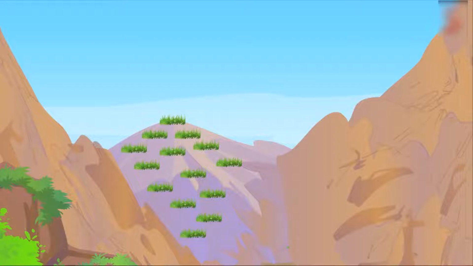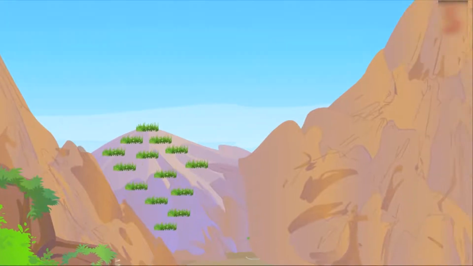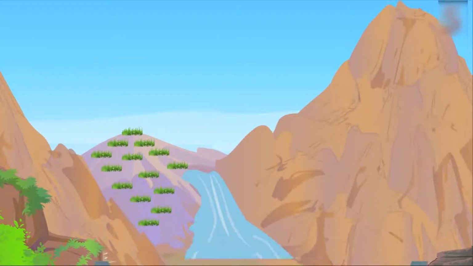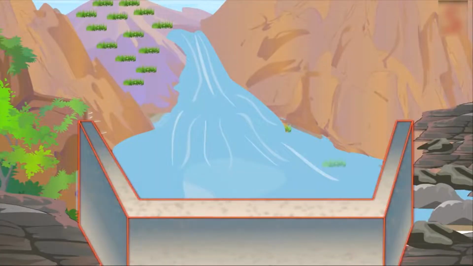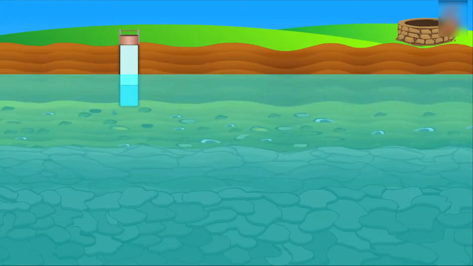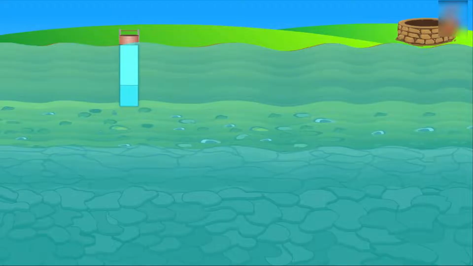Grasses and other plants are planted on the slopes of the hills from where streams originated. Small bunds and check dams are built across the streams to stop the water flow and store the water. This helps in recharging or increasing the groundwater.